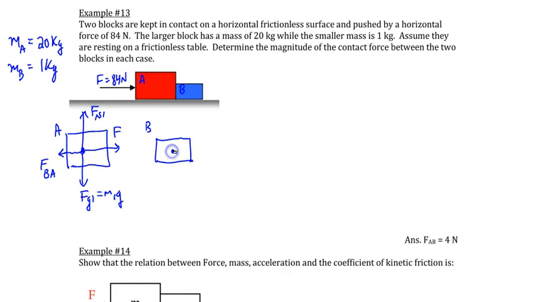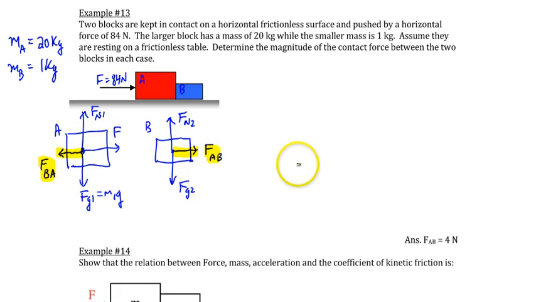Then we look at block B. We have again a normal force, Fn2, and a force of gravity, Fg2. And we have a force pushing it to the right, and this is the force of A onto B. Hopefully you'll realize that the force of A onto B and the force of B onto A are the same. They're really Newton's third law forces. They're action-reaction forces, never found on the same body. They're found on different bodies, but they're equal and opposite.